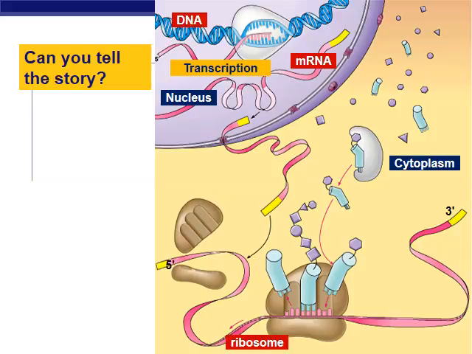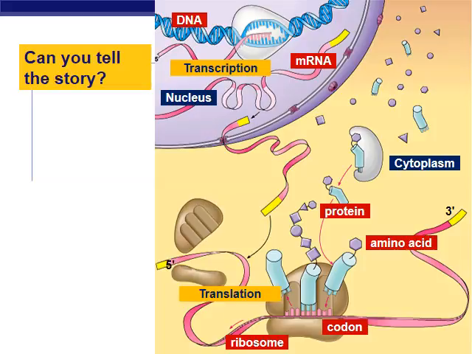In the cytoplasm, it is going to bind with the ribosome. At the ribosome, the triplet codons, the triplet sequences, will be read and translated into amino acids. These amino acids will link together in a long chain and form the protein. And this entire process is called translation.